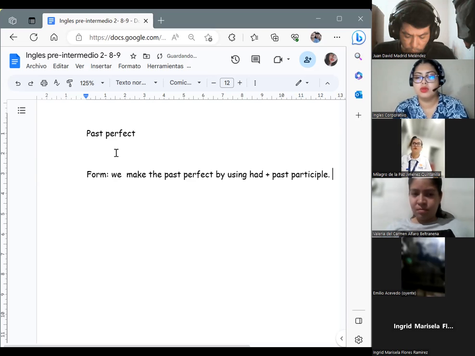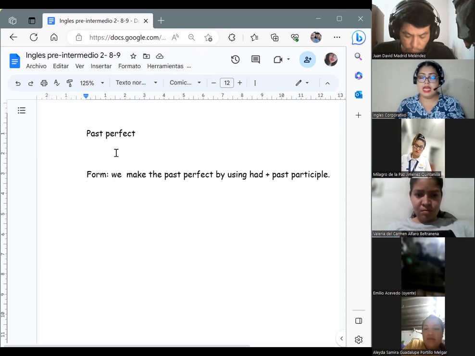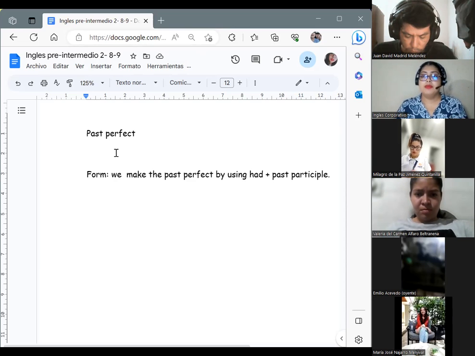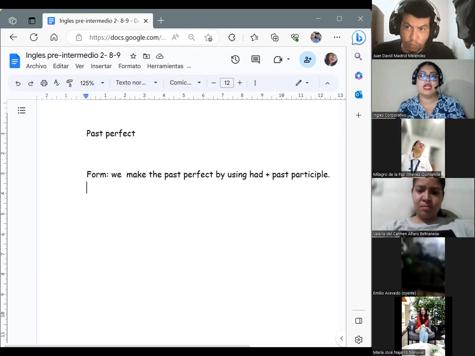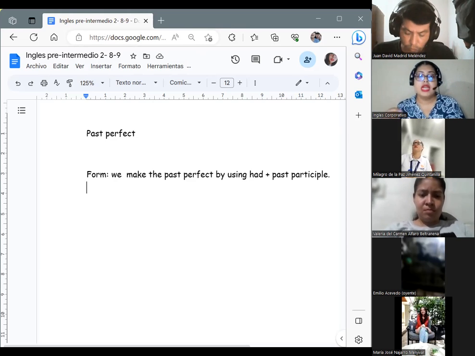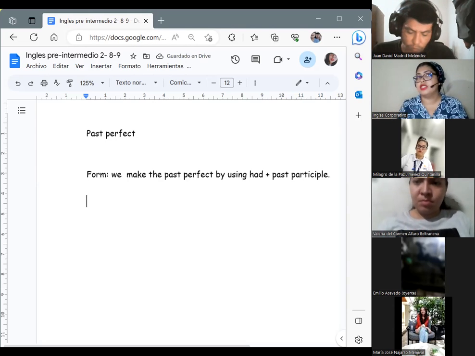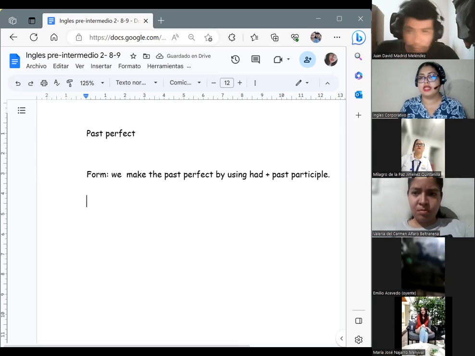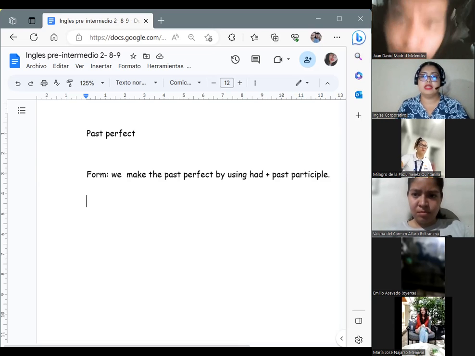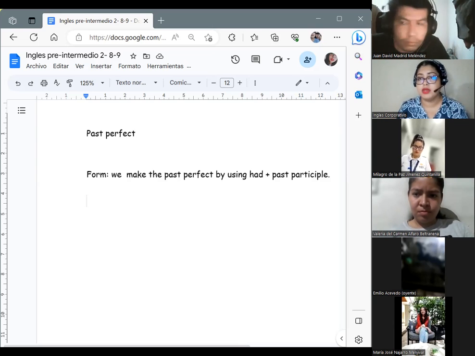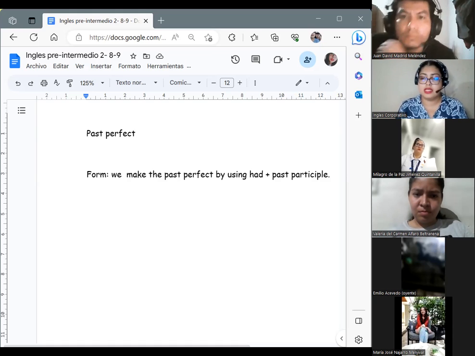Utilizamos nuestro auxiliar have en pasado y también nuestro verbo principal en pasado. So in this case, we are going to continue with that form that we use in the present. So in this case, we are just going to change the auxiliary that is the one that is telling me what is the time that I am using for this statement.